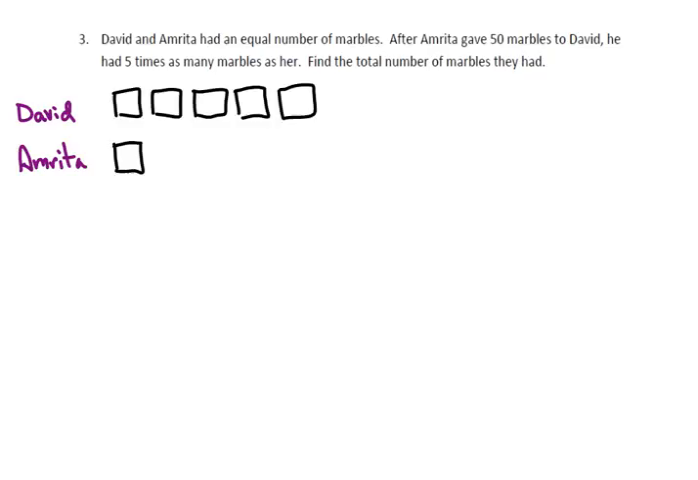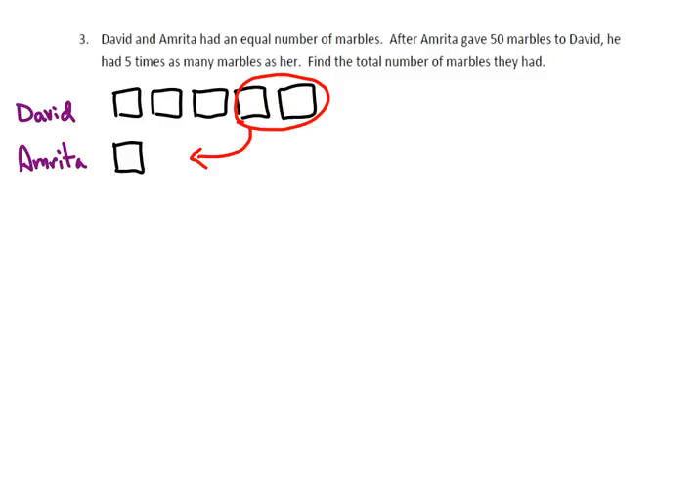So we let these little squares all represent the same amount, so that whatever that square is, David has 5 to whatever Amrita has. But remember that at the beginning they both had the same amount. And so what that really means is that originally they both had 3 squares worth. And Amrita gave 2 of her squares worth to David, and now David has 5 squares to Amrita's 1 square.